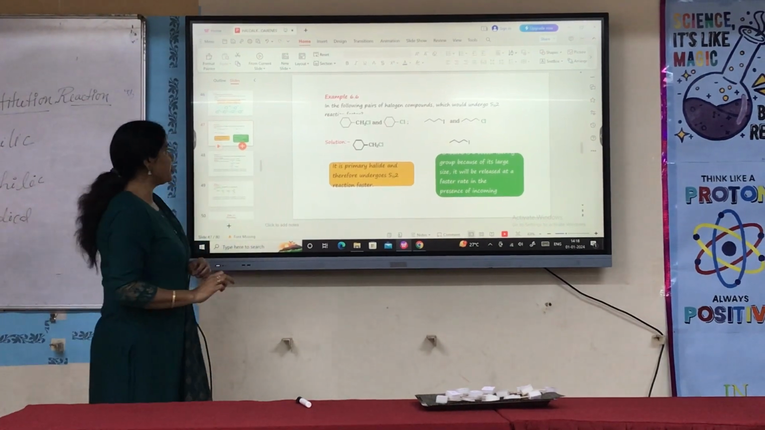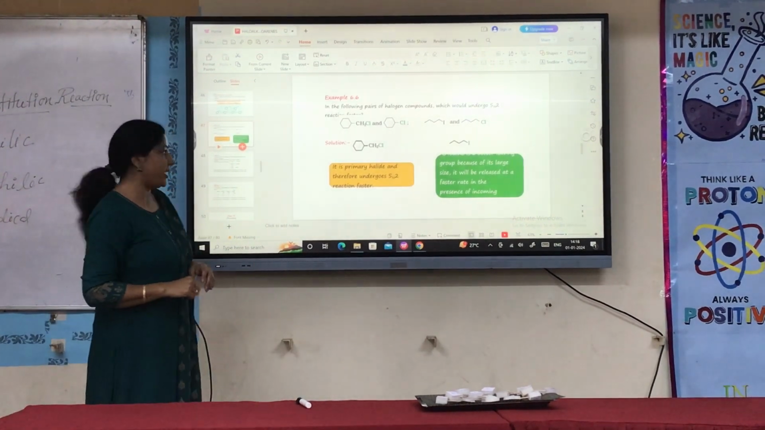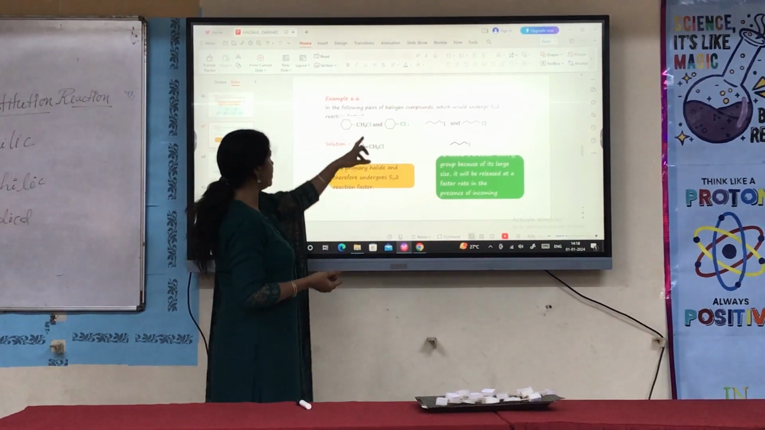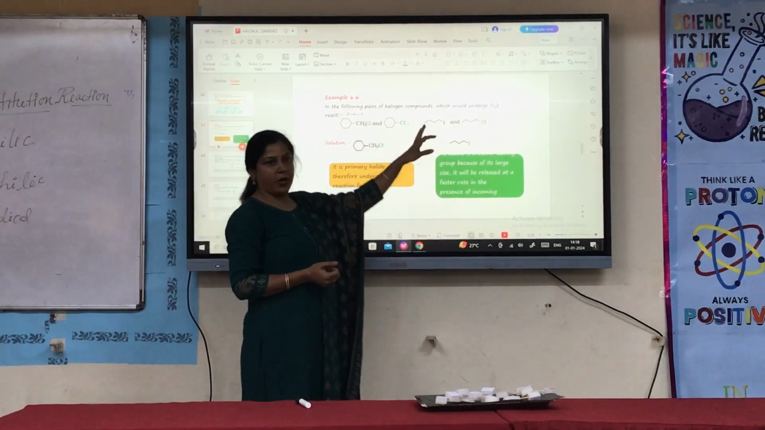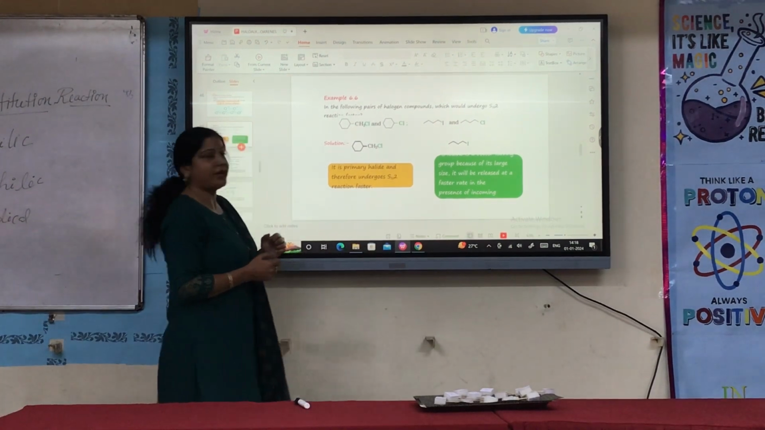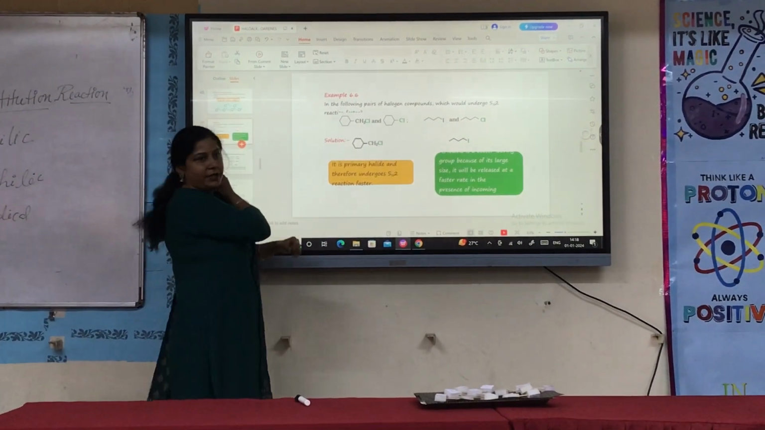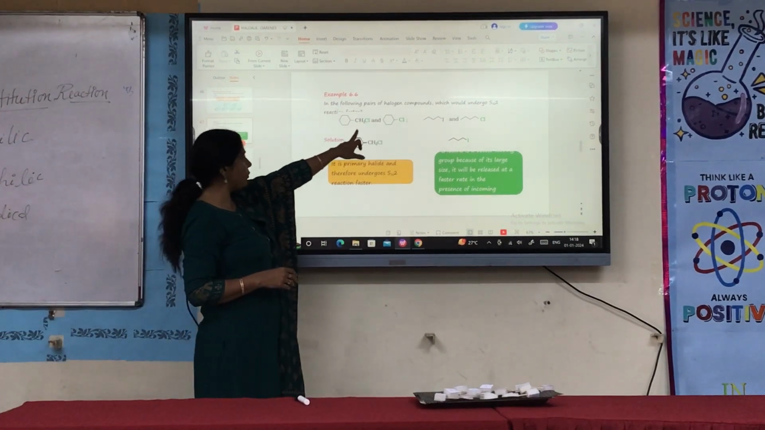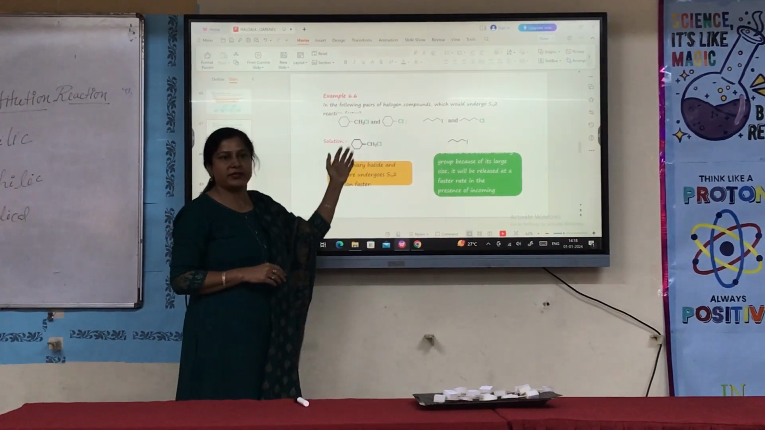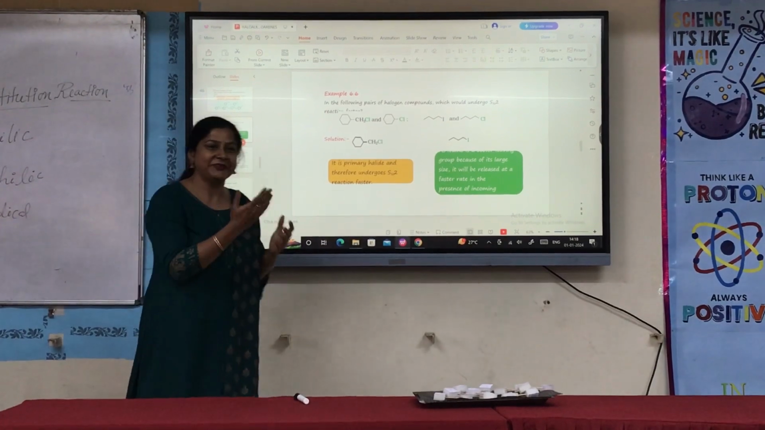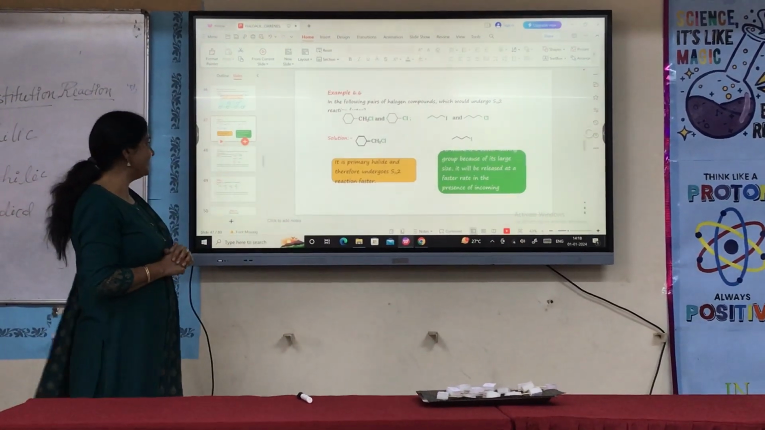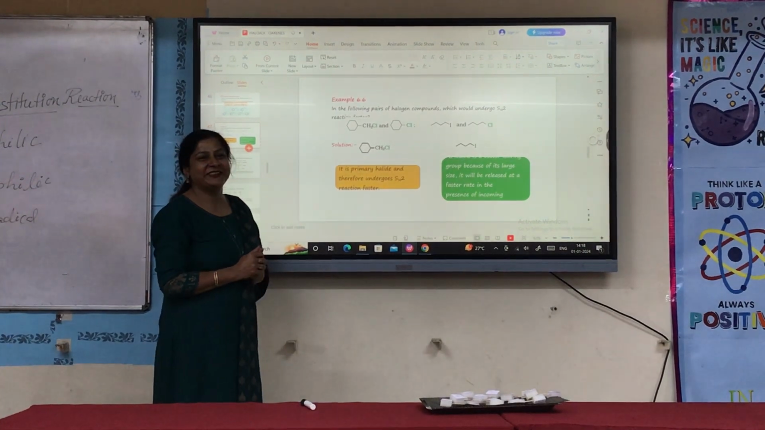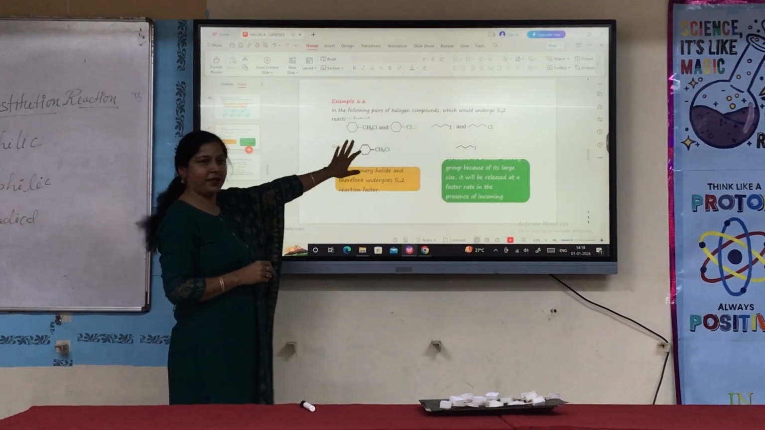Now there is a question on the basis of the SN2 mechanism. In the following pairs, again an NCERT question, very important question. In the following pair of halogen compounds, which will undergo SN2 reaction faster? All of you be alert because I am going to ask you. In the first part, benzyl chloride and chlorocyclohexane. So Rajiva, what could be the answer? First one. The solution is already given here. What is the reason? It is a primary halide. Very good.